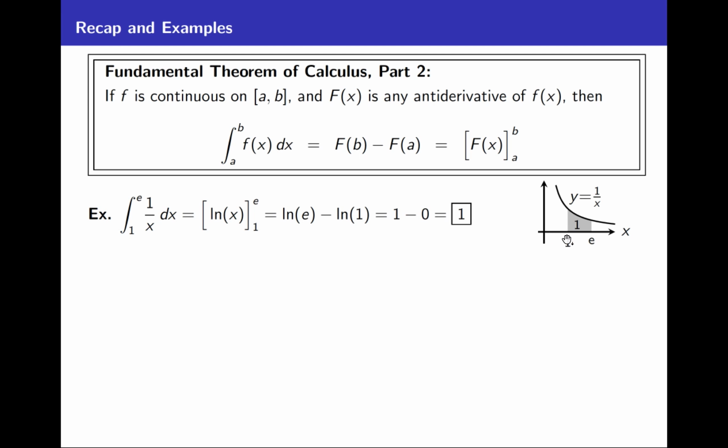You could think about that, if you like, in terms of area. Here's the graph of f of x equals 1 over x. And we're looking at the definite integral from 1 to e. Here's 1. And e is like 2.71828. So it's a little bit bigger than 2. The fact that we got 1 in this definite integral says that this shaded region has an exact area of 1 square unit.